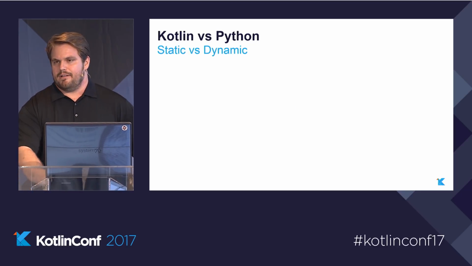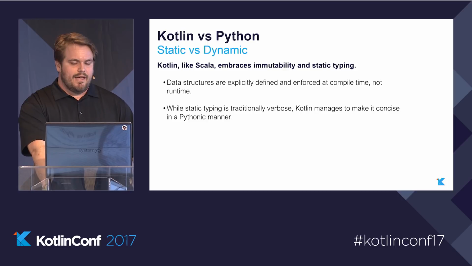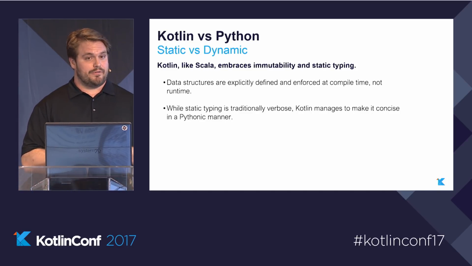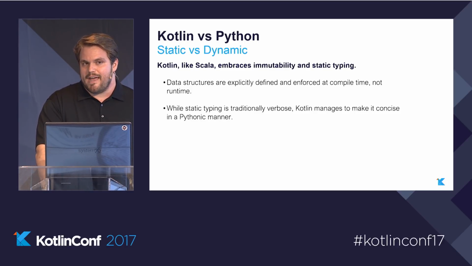So Kotlin, like Scala, embraces immutability and static typing. Its types are always constant once it compiles. And data structures are explicitly defined and enforced in compile time, not runtime. And while static typing is traditionally verbose, which Java's gotten a reputation for, Kotlin manages to make it concise in a Pythonic manner.